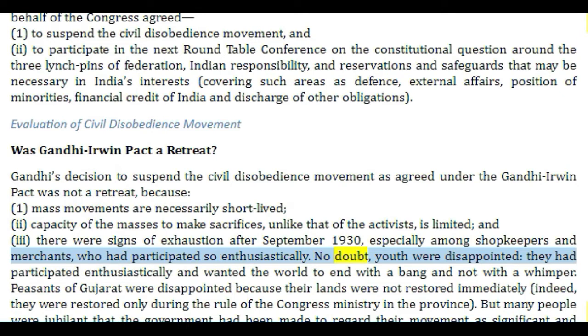No doubt, youth were disappointed. They had participated enthusiastically and wanted the world to end with a bang and not with a whimper. Peasants of Gujarat were disappointed because their lands were not restored immediately. Indeed, they were restored only during the rule of the Congress ministry in the province.